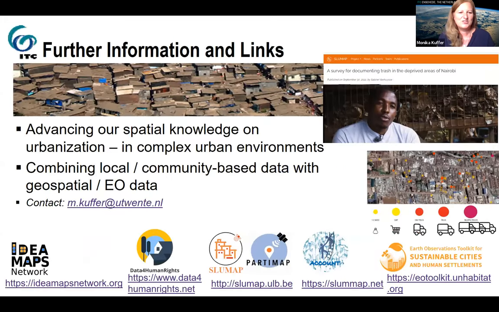So in a nutshell, I think we need to advance our spatial knowledge on the urban complexity of understanding deprivation, not as a binary phenomenon, but as a variation of deprivations, and develop policies based on grounded data, and particularly harvest the massive knowledge from community-based information.